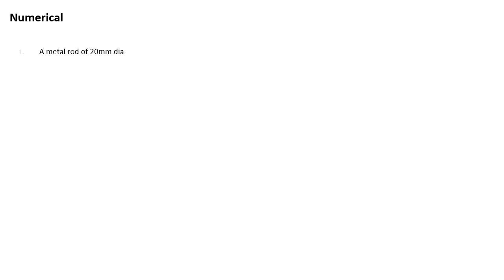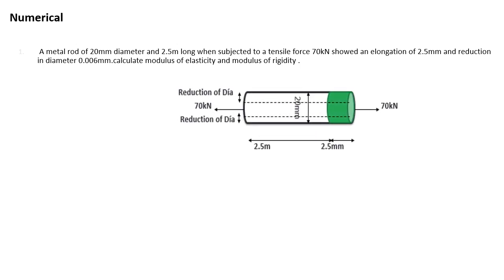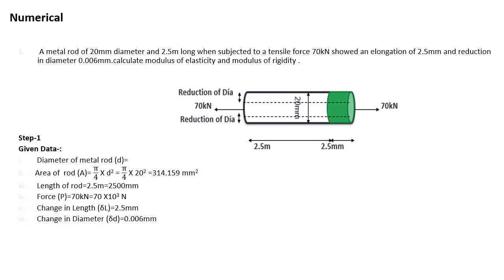Let's see the first numerical. A metal rod of 20 mm diameter and 2.5 meter long, when subjected to a tensile force of 70 kN, showed an elongation of 2.5 mm and a reduction in diameter of 0.006 mm. Calculate modulus of elasticity and modulus of rigidity. Let's first draw the diagram from the given numerical, then list out the given data.